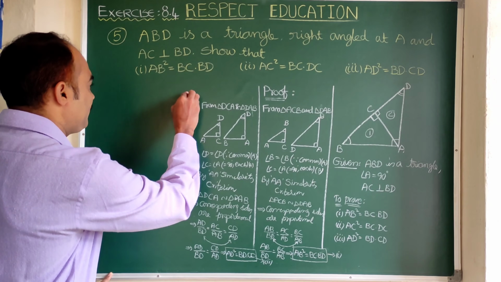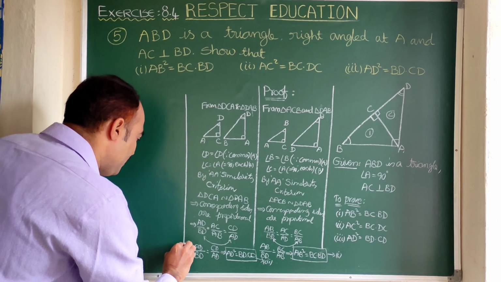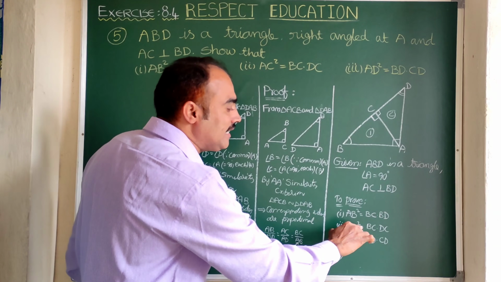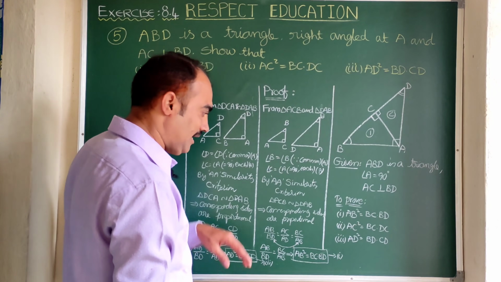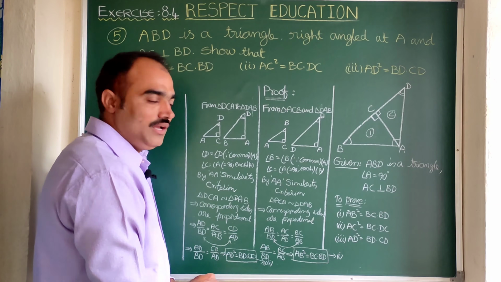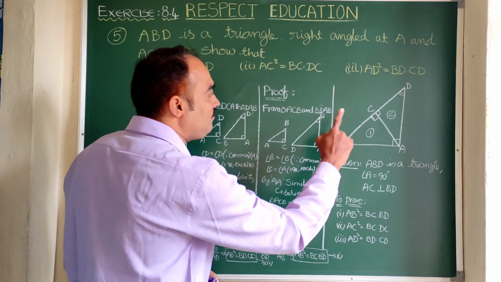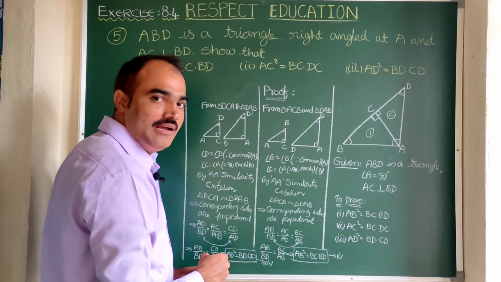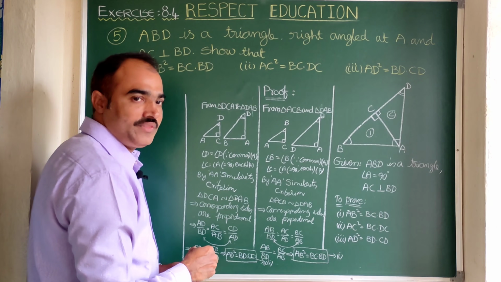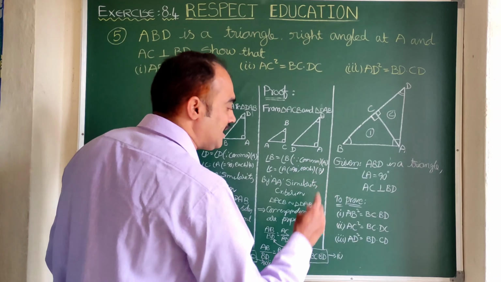Now we are here to prove only the second one, which is left. Right? The first one is proved here. The third bit is proved here. The first one is done by comparing the first triangle with the whole triangle. The third one is done by comparing the second triangle with the whole triangle. Now this is the time we enter the second bit.